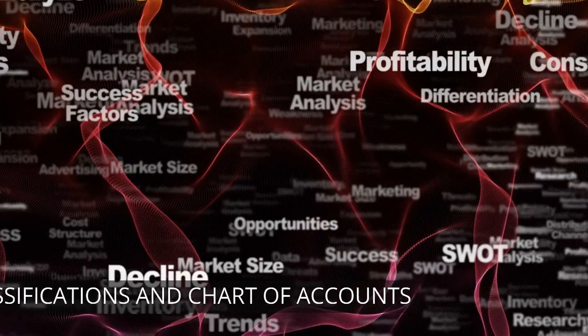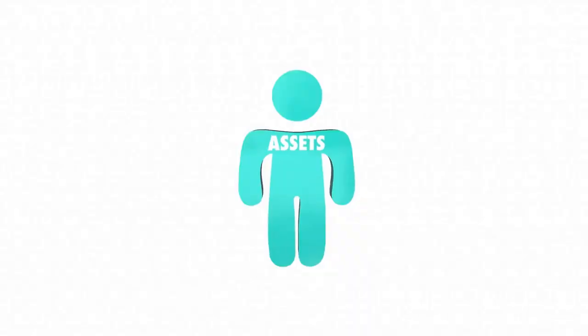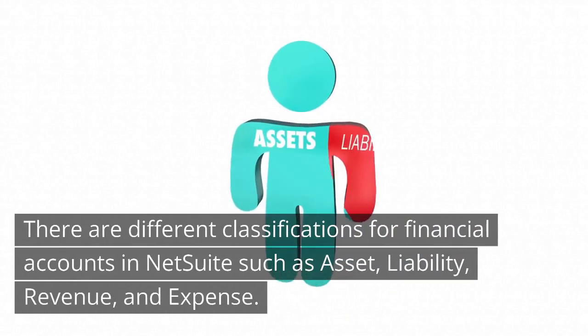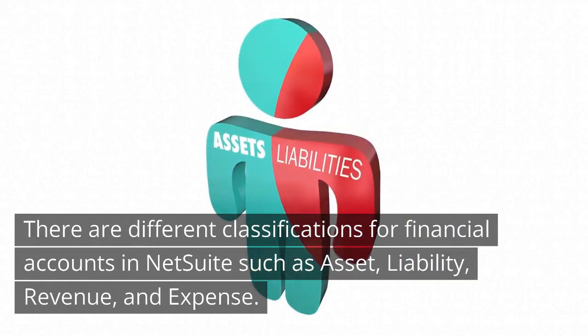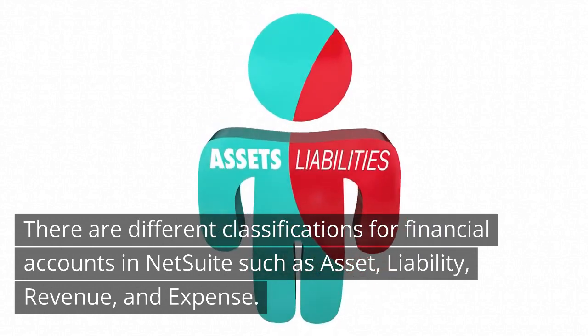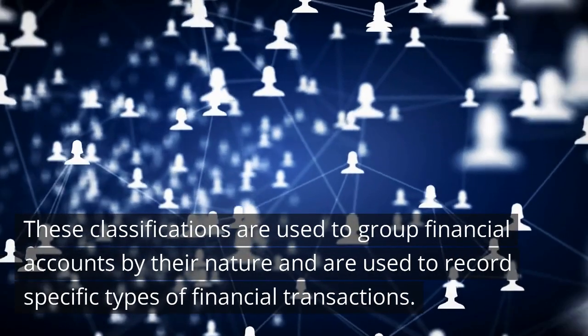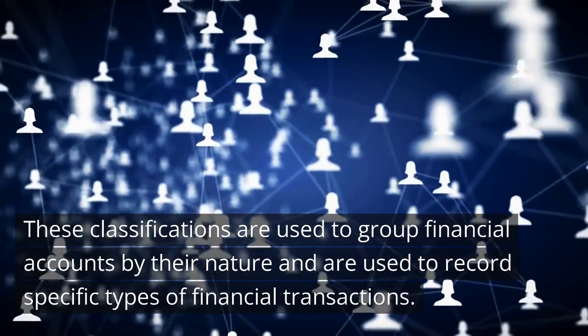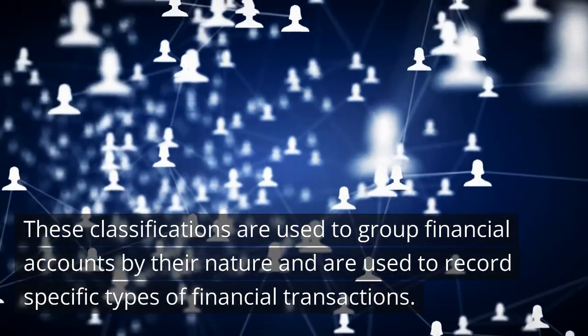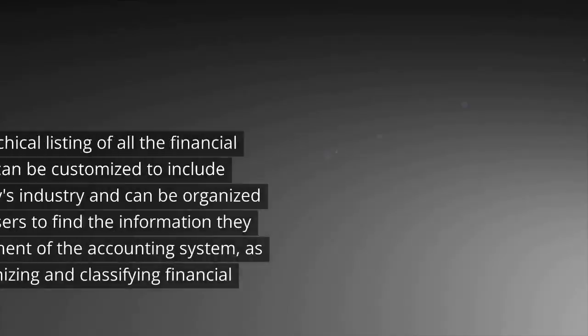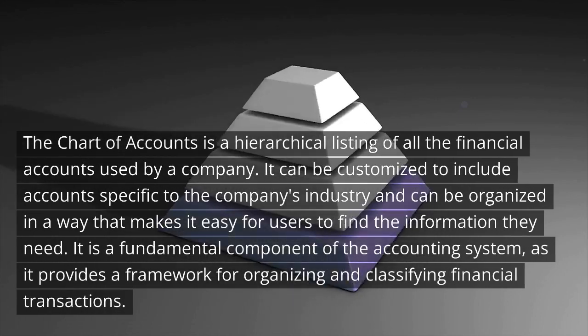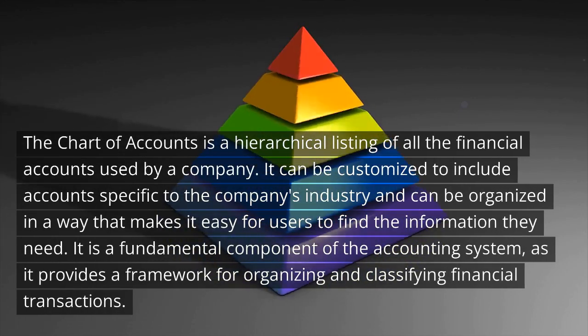Classifications and chart of accounts. There are different classifications for financial accounts in NetSuite such as asset, liability, revenue, and expense. These classifications are used to group financial accounts by their nature and are used to record specific types of financial transactions. The chart of accounts is a hierarchical listing of all the financial accounts used by a company.